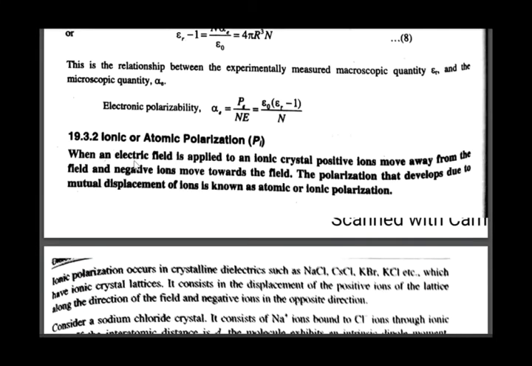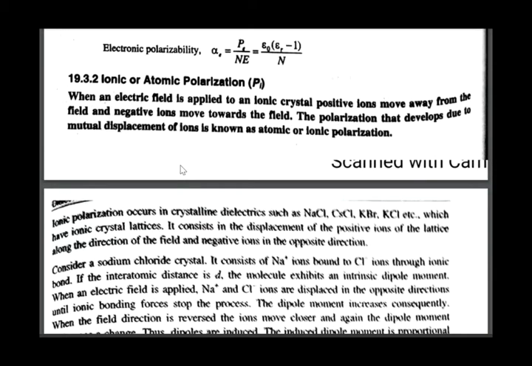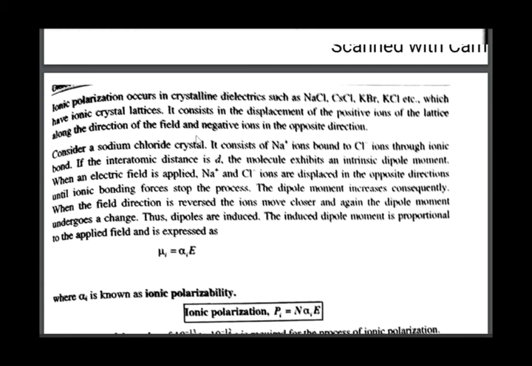Ionic or atomic polarization. When an electric field is applied to an ionic crystal, positive ions move away from the field while negative ions move towards the field. The polarization that develops due to mutual displacement of ions is known as atomic or ionic polarization.